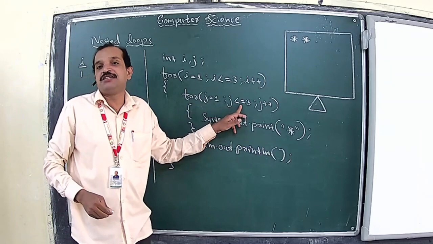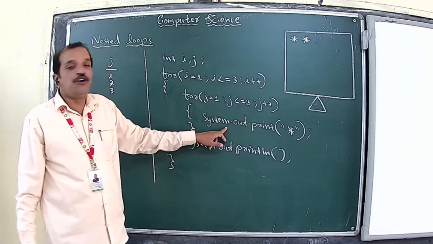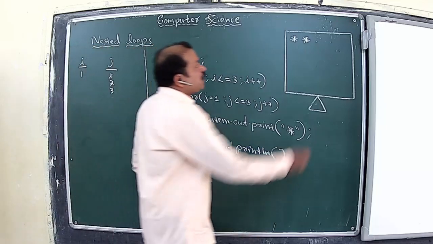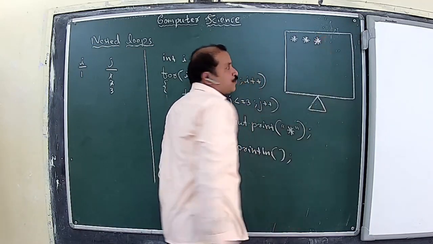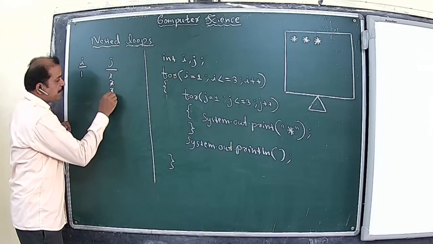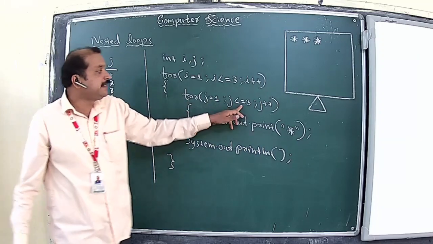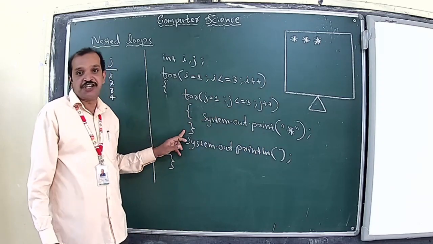Again, this conditional test is true. And since this is true, the body of the loop will be executed by printing another star on the same line, without proceeding to the next. Afterwards, once the value of j becomes 4, this test expression becomes false and the inner loop terminates.